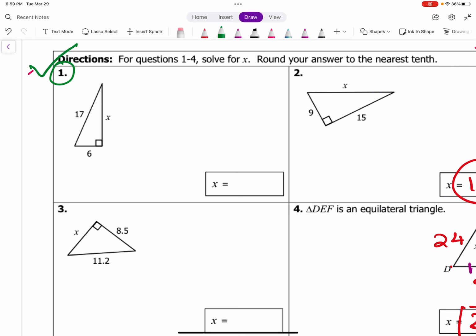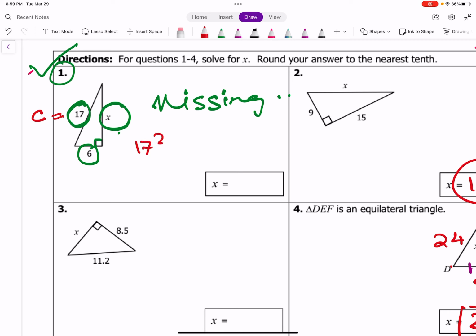There's a right angle. You have two of the sides and one missing side. Obviously, we apply Pythagoras. So for the Pythagoras, that's my C. C squared equals A, that's X, plus 6 squared. So once you should be getting 189, I think.